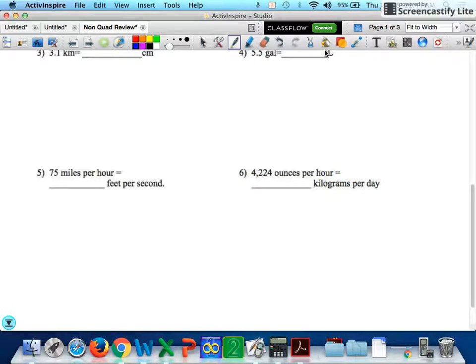Number 6 is also a conversion problem that is a rate. Okay, so now we're not looking at 5. I'm going to just mark through it. We're looking at 6. I'm going to need the room, so I'm starting over here on the far left. We've got 4,224 ounces, or OZ, per hour. And we want to take this into kilograms per day.